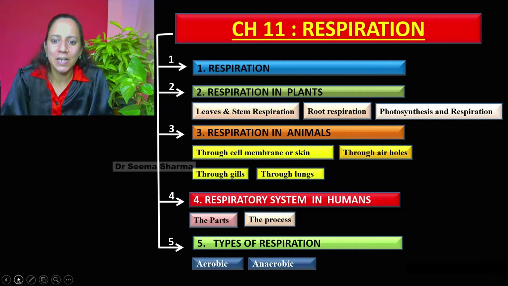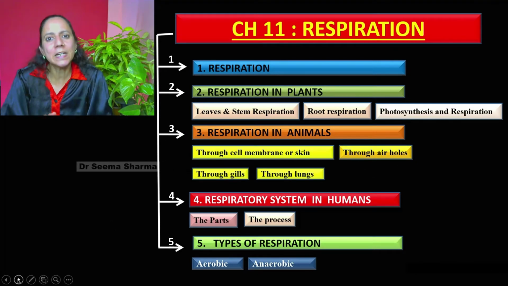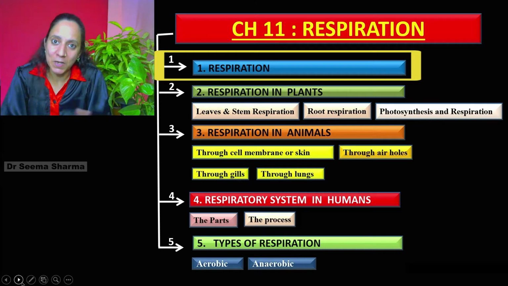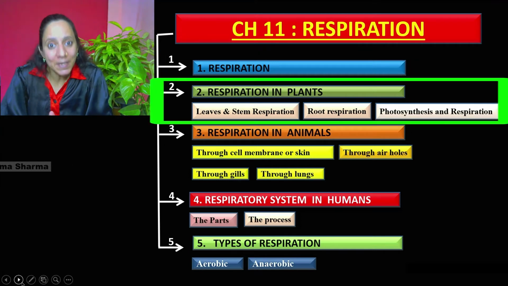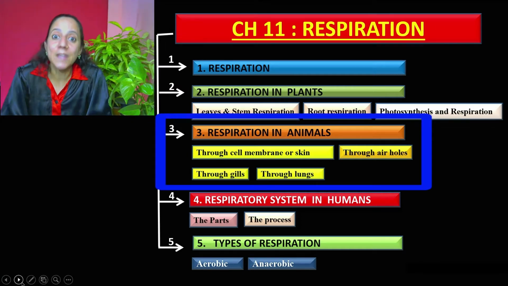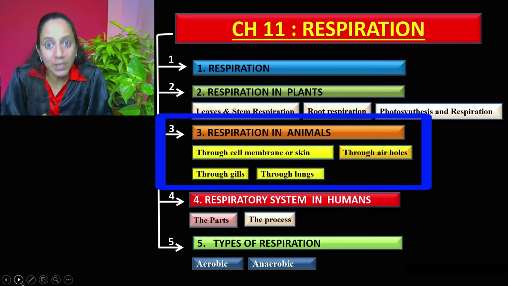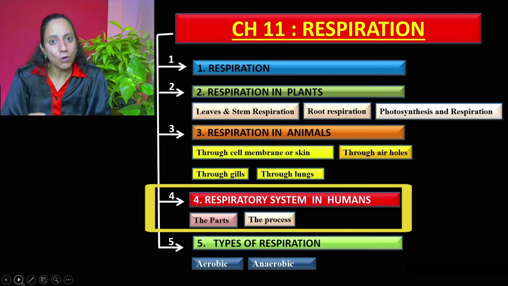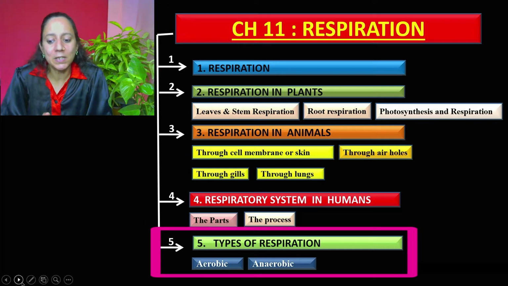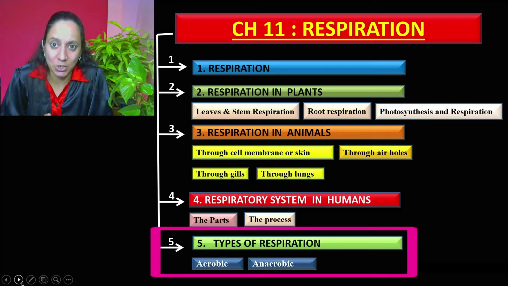This is the journal layout of our chapter. It is basically divisible into 5 parts. First part is about respiration, its meaning. In the second segment, we will explore respiration in plants. The third segment will give us an insight about different modes of respiration in animals, including human beings. The fourth segment is totally devoted to respiration in human beings. The fifth and last segment is about different types of respiration.